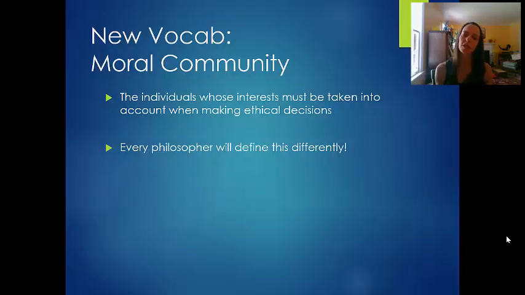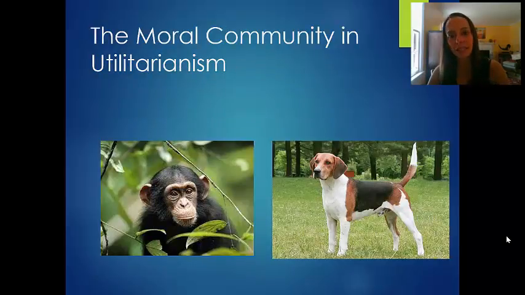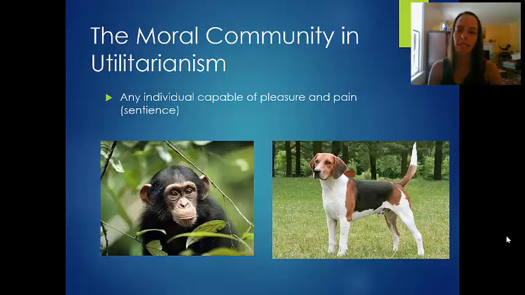So this is a definition that changes depending on which theory we're talking about, who's in and who's out of the moral community. But anytime you're making a moral decision, the first thing you probably need to think about is who's involved and do I need to take that individual's interest into account? So with utilitarianism, the moral community is construed very broadly. It's a big moral community because it's comprised of all sentient beings.